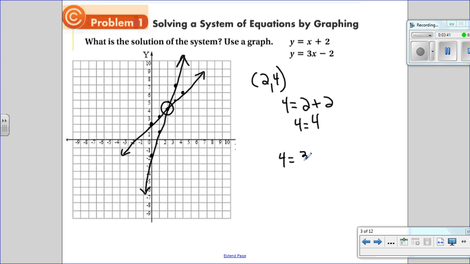4 equals 3 times 2 minus 2. That's 4 equals 6 minus 2, which is 4 equals 4. So this solution was true and made both of these true. And so therefore that's the way to check it. So this is checking our answer. So there is our solution, 2, 4.